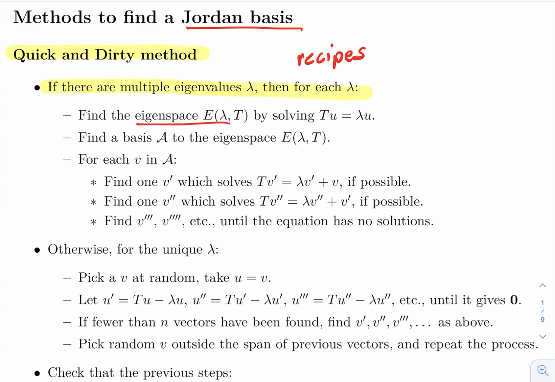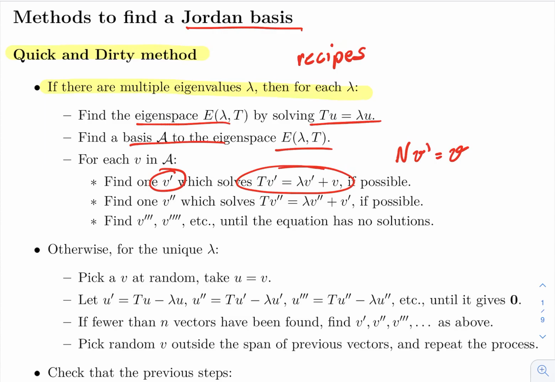Find the eigenspace. So how do you find the eigenspace? You just solve this equation. Write down a basis to this space. And for each vector on that basis, you do the following. You try to go backward and solve this equation here. What is this equation here? This is basically saying N v prime equals v. And so you solve this equation.